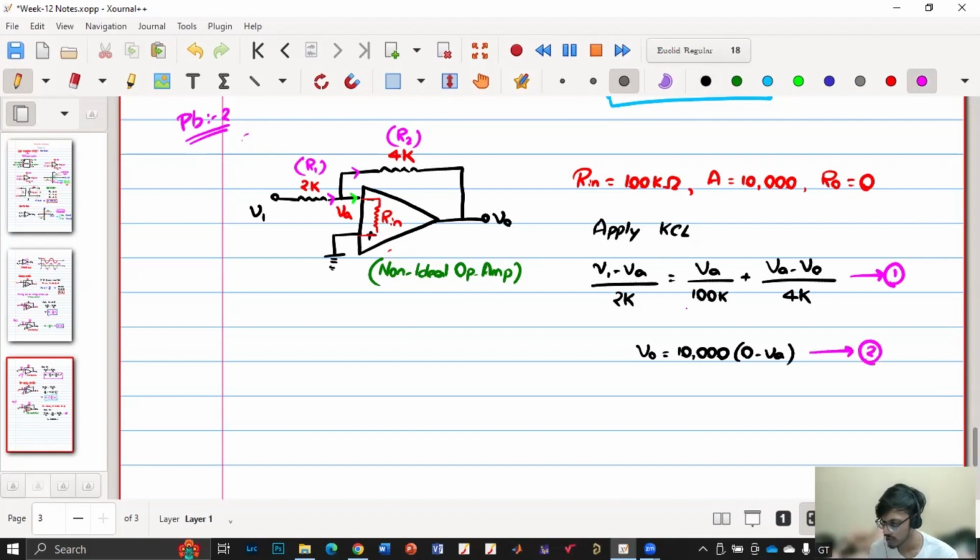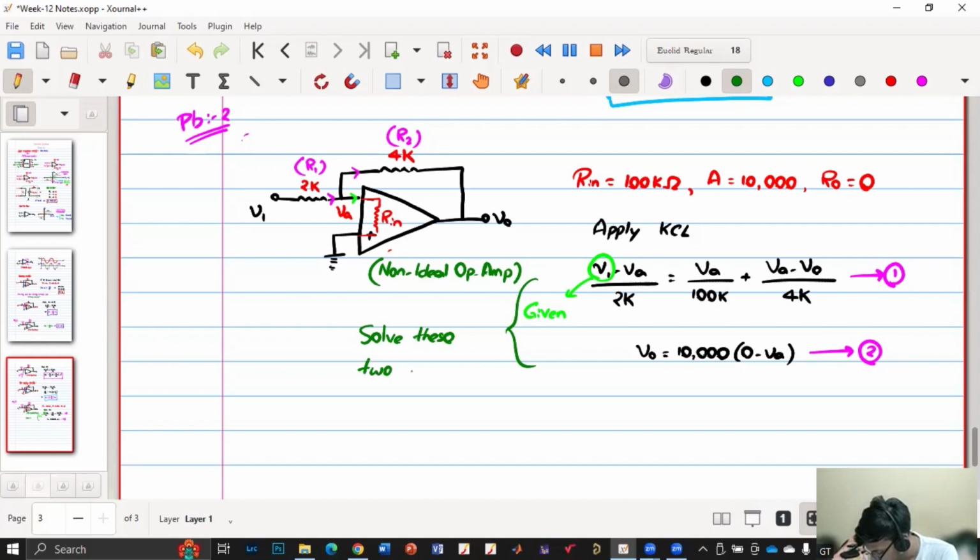So we have two equations and two unknowns. V input is given, so this is given. So we have two unknowns, VA and V naught. So solve these two equations to get our V naught.